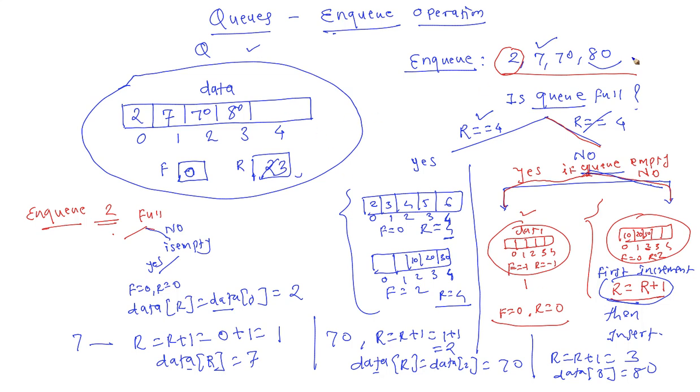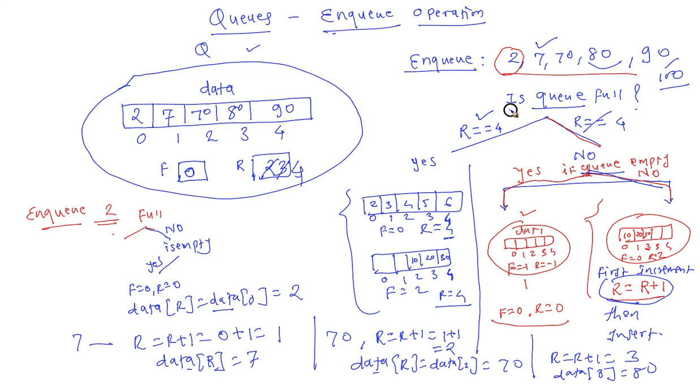So if I perform one more NQ operation, let's say I want to insert 90, again the queue is not full, it's not empty, right? Then I'll follow the normal increment, R equal to R plus 1. So R was 3, R becomes 4, right? And then I insert on the 4th location, right?